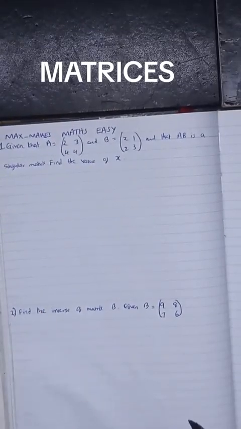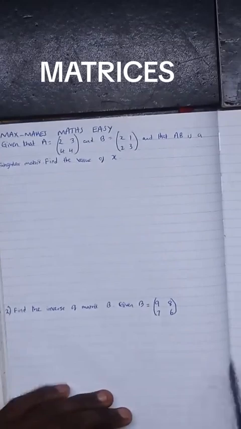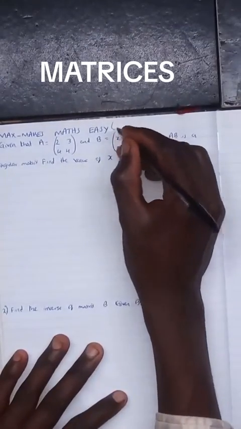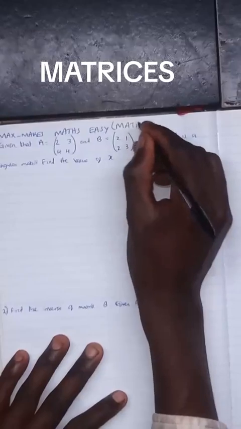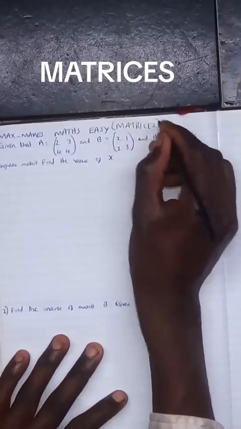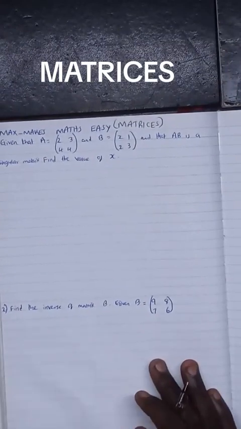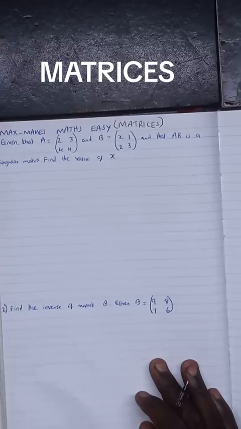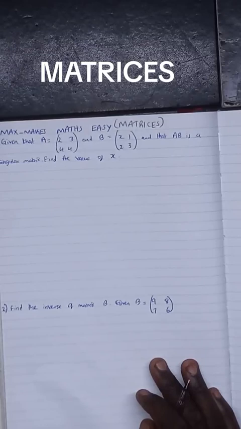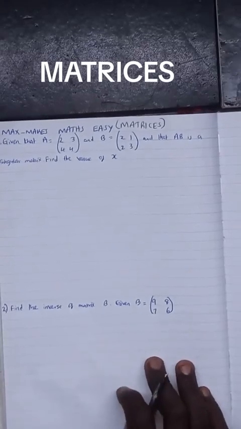Today we are going to do a question on the topic matrices. We have two questions that we are going to deal with today. The first question reads: given that A is equal to [2, 3; 4, 4] and B is equal to [x, 1; 2, 3], and that AB is a singular matrix, we are told to find the value of x.